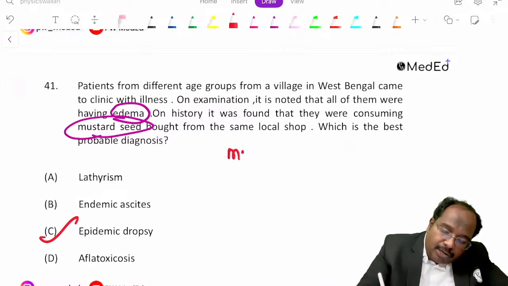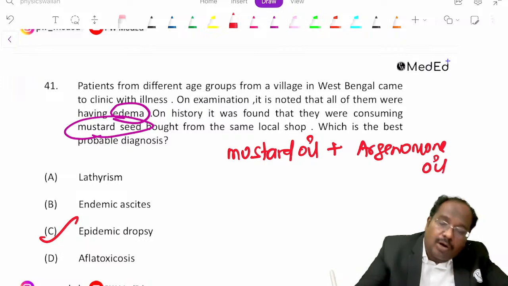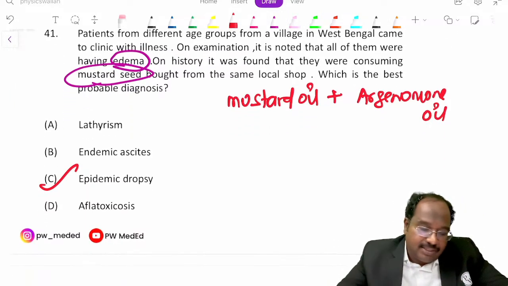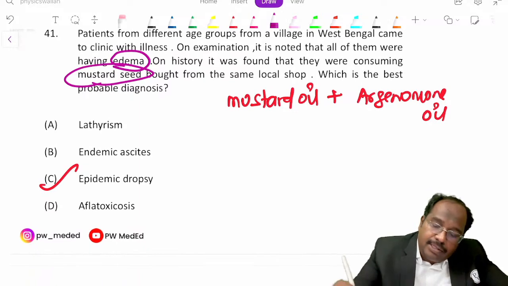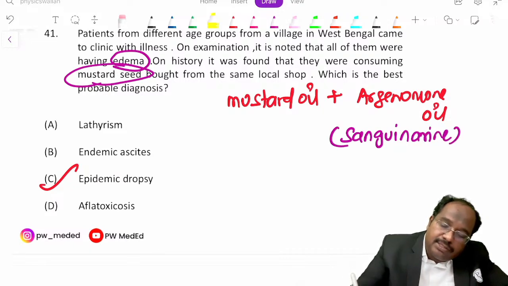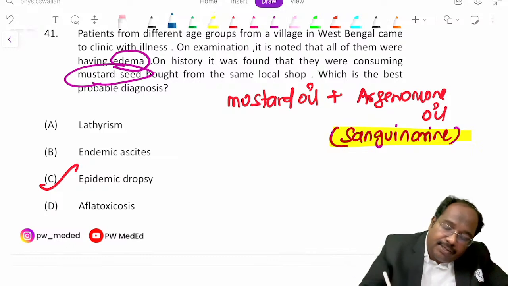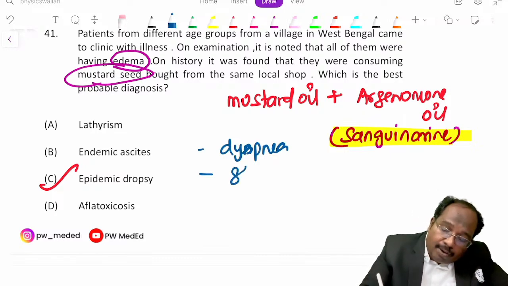Epidemic dropsy happens because of adulteration of mustard oil with argemone oil. Not contamination, adulteration. This argemone oil contains a toxin called sanguinarine. Sanguinarine is a toxin. If patients consume it, they will present with dyspnea, and glaucoma will be there.